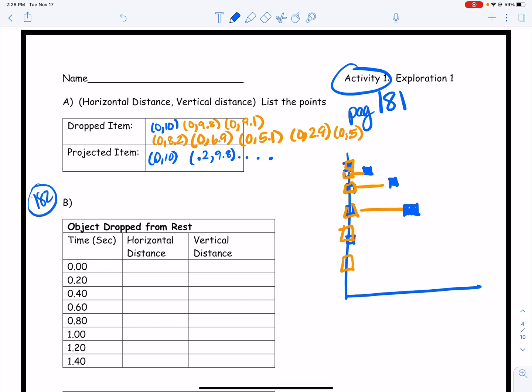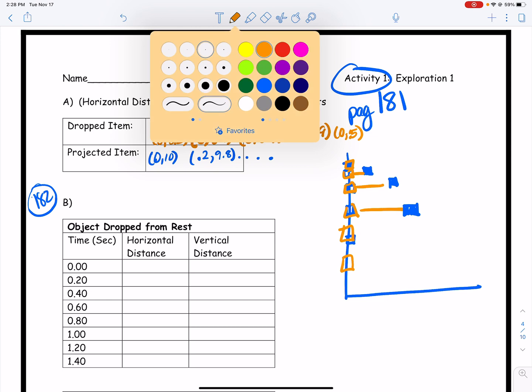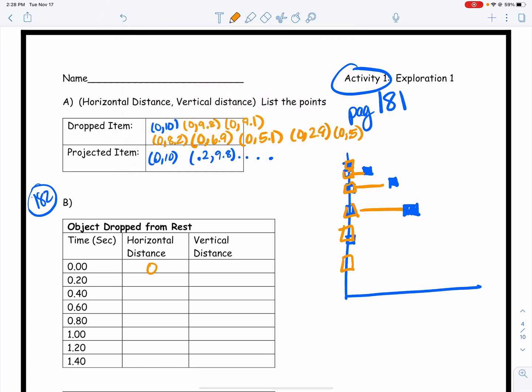It says record the values from part A with a spreadsheet. So I made the spreadsheet for you. If I do the dropped item, I'm going to go back to using orange so we know. So I have (0, 10), that's where it was here. And this was at (0, 9.8), (0, 9.1). Why they didn't just have me do this to begin with, I don't know. But we're just doing this. (0, 5.1), (0, 2.9), and 0.5.